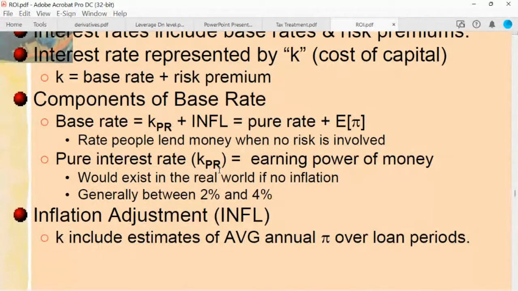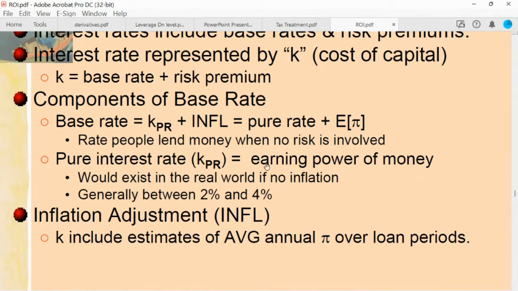And the pure rate, or the real interest rate, that's the true earning power of money, right? Earning power. And it's generally between 2 and 4%. I would say in these days we have very low, historically low interest rates. So about 2% would be the pure return.